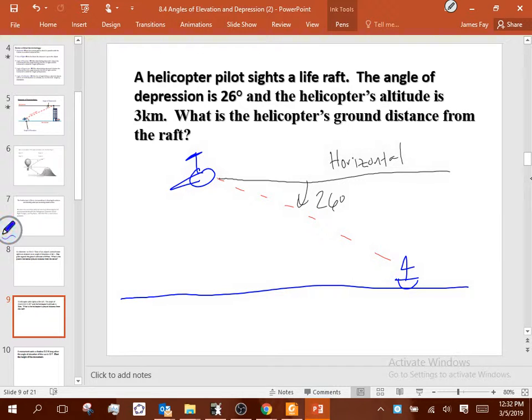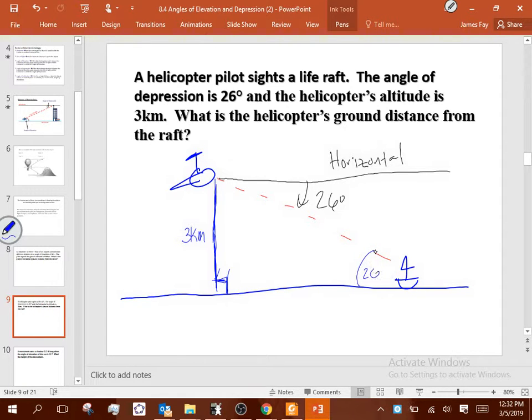Helicopter's altitude. Same as the airplane's altitude in the last question, right? So helicopter's altitude as a physical distance is the same, though, isn't it? Yes. Okay, so it's that distance. It's how far it is off the surface. That's 3 kilometers. Okay. Now, my hopes are you see if you have a right triangle here, correct? Okay. Now, this 26 right now is not part of this right triangle here, correct? But what can I do with that 26?